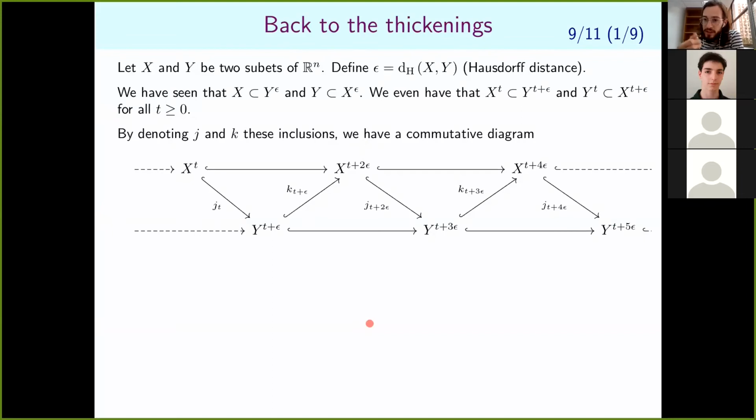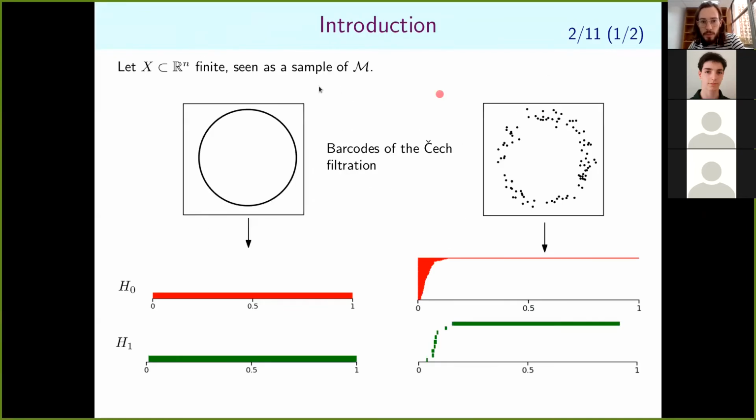Before stating the stability theorem, I want to tell you this story. So follow me. We will try to build the stability theorem. I start with two subsets of R^n, X and Y, and I will consider their Hausdorff distance, which I denote epsilon. You have to see them as a nice shape and a noisy sample of it.